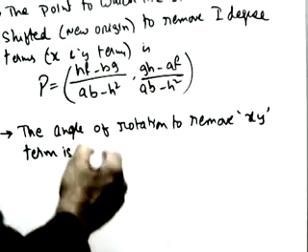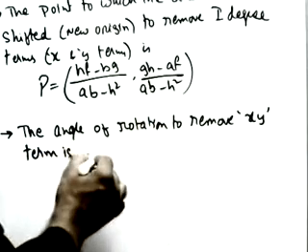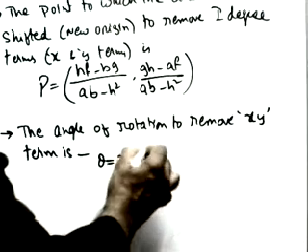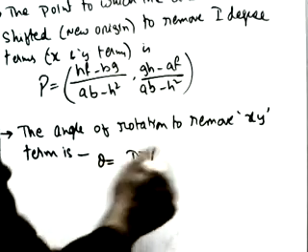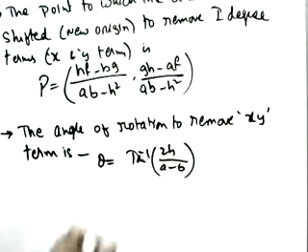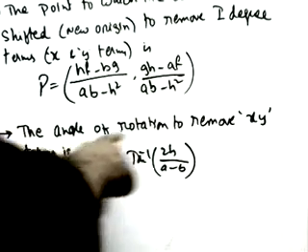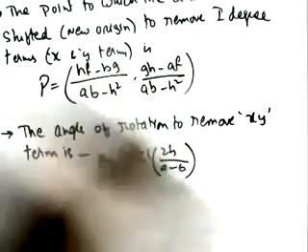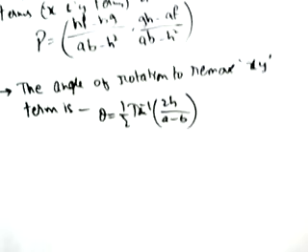For proofs, you can see the parts of the book. The angle of rotation to remove the xy term is theta equals half tan inverse of 2h by (a minus b). Sorry, it is half tan inverse 2h by (a minus b).